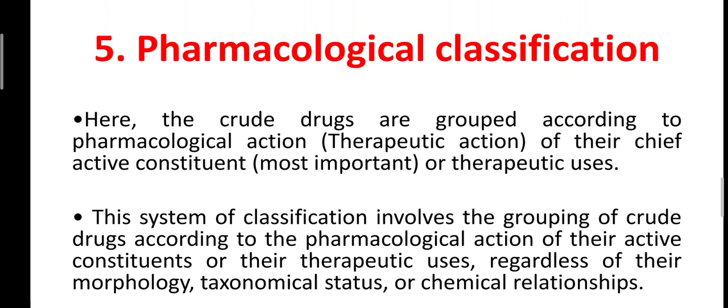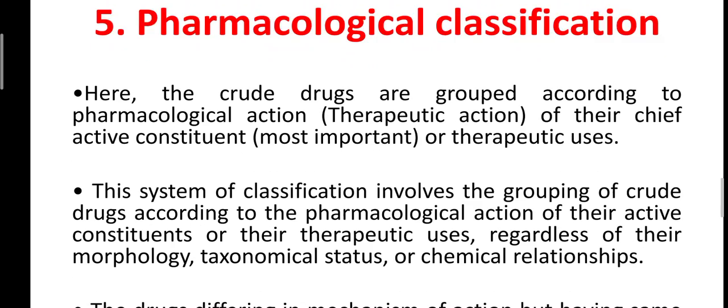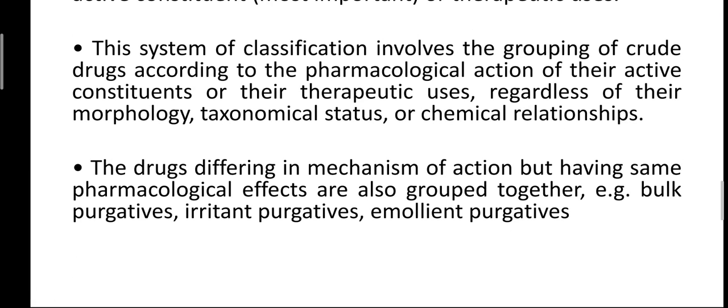This system of classification involves the grouping of crude drugs according to the pharmacological action of their active constituents or their therapeutic uses, regardless of their morphology, taxonomical studies, or chemical relationships. The drugs differing in mechanism of action but having the same pharmacological effects are also grouped together. Example: bulk purgatives, irritant purgatives, emollient purgatives, etc.